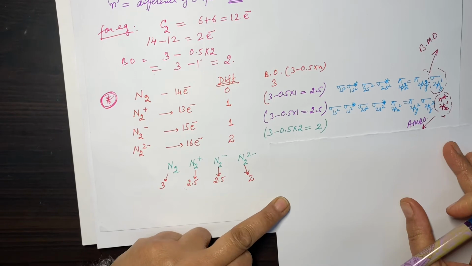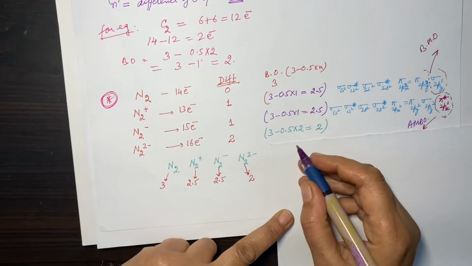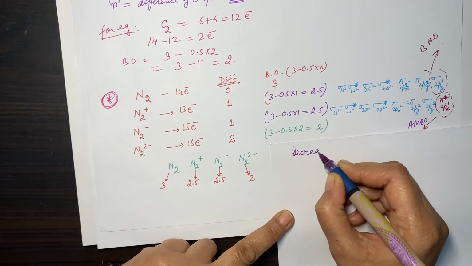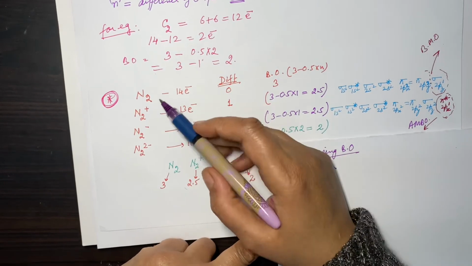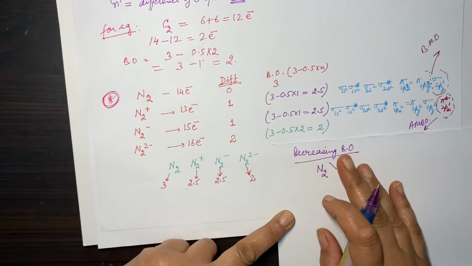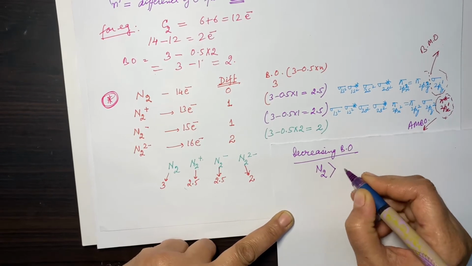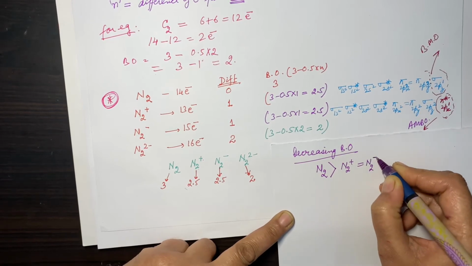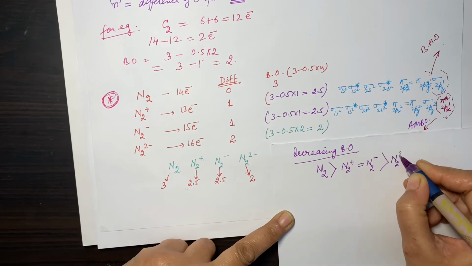Now, the question can come in two different ways. If they say arrange these ions in order of their decreasing bond order, then N2 will have the greatest bond order, and then N2 positive and N2 negative will have the same bond order, and then comes your N2 2 minus.